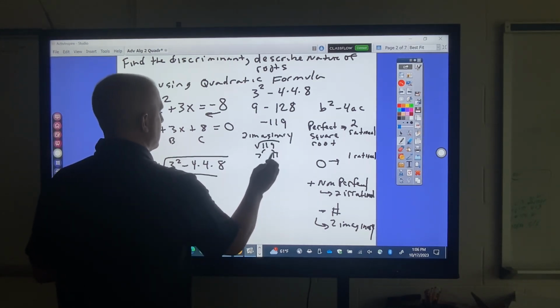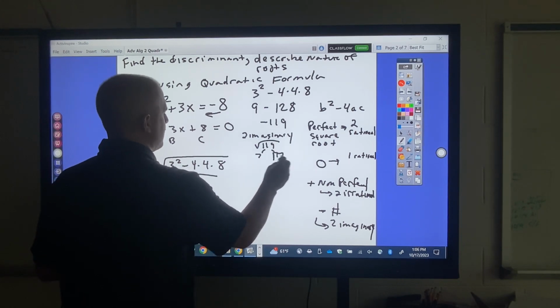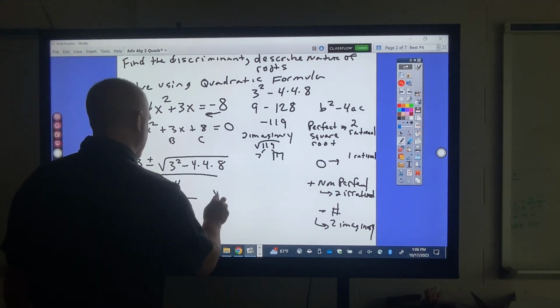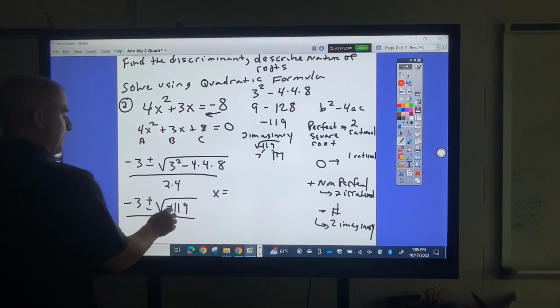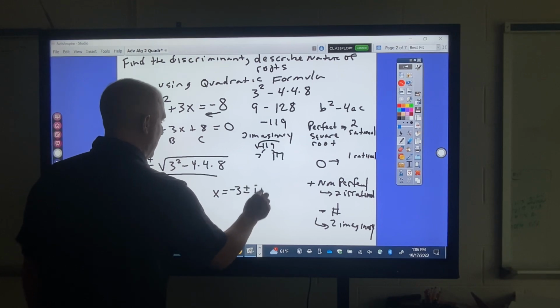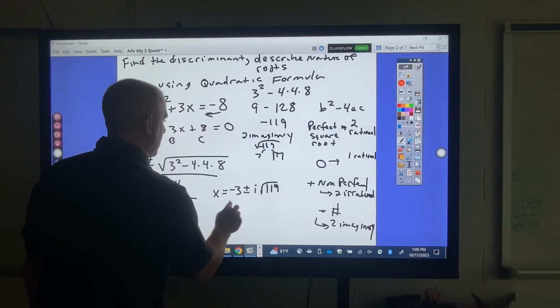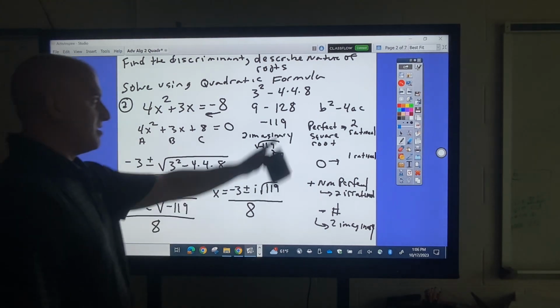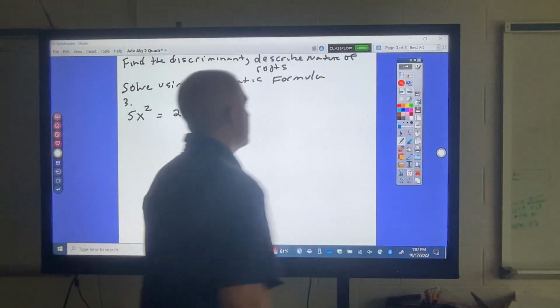7 and 17, well, 7 is prime, and so is 17. So what I got is an answer. The only thing I can do is because I got a negative, I'm going to have an i out there. -3 plus or minus i square root of 119 all over 8. And I cannot simplify that any further. But this is the concept of those.